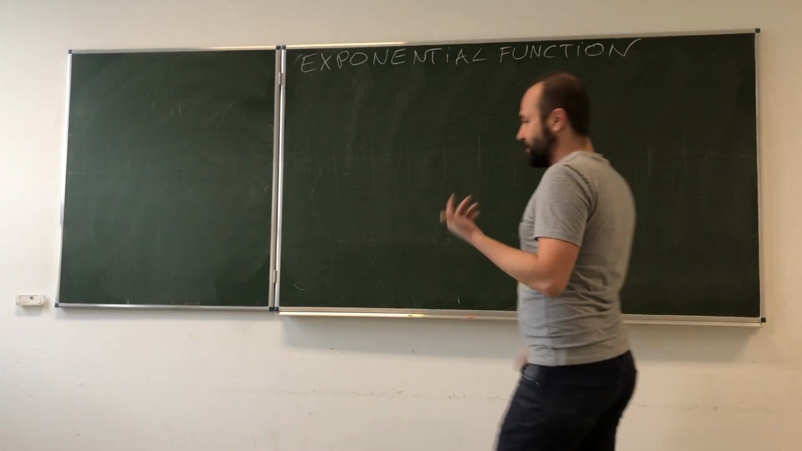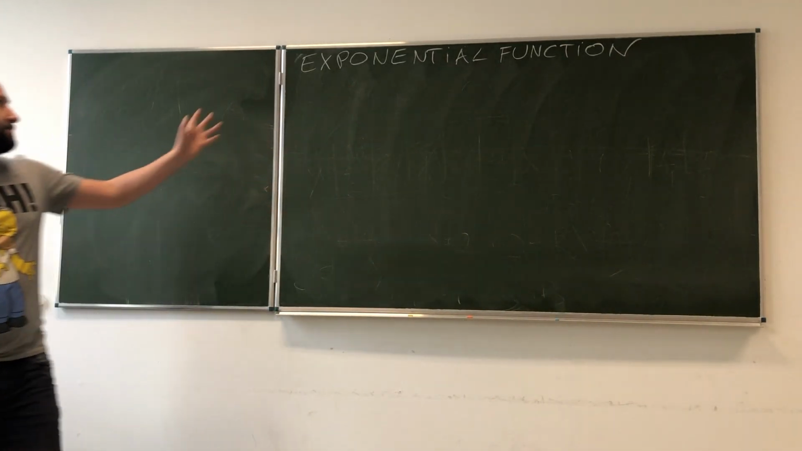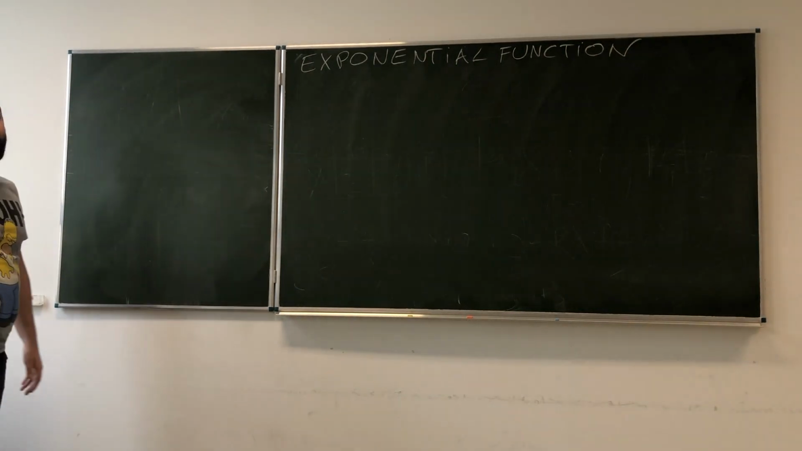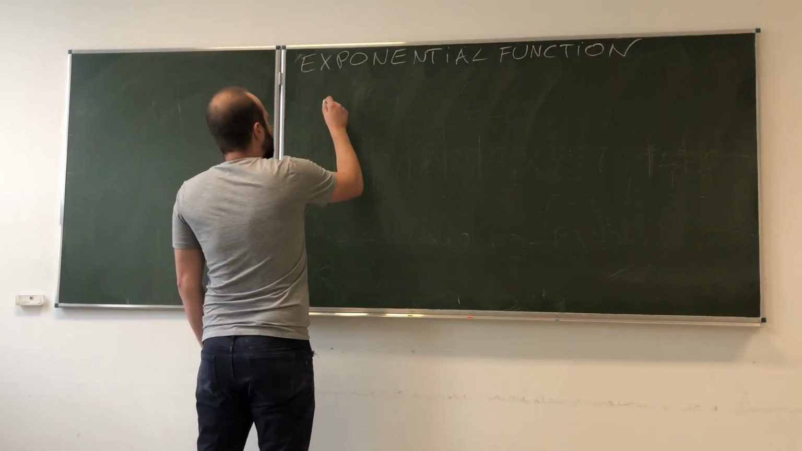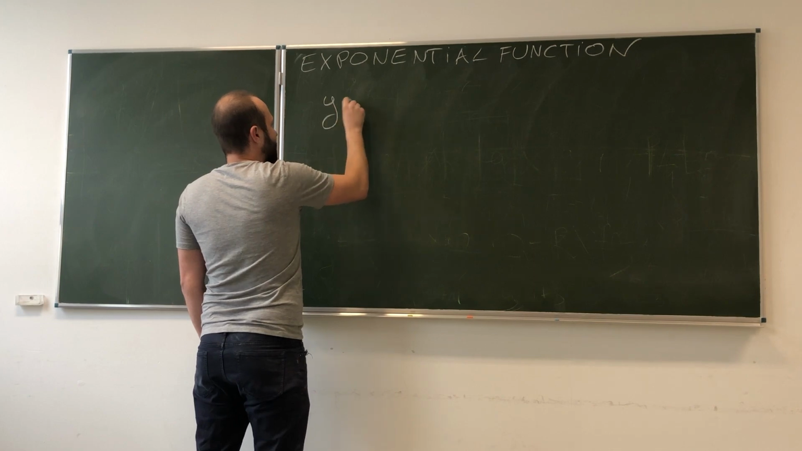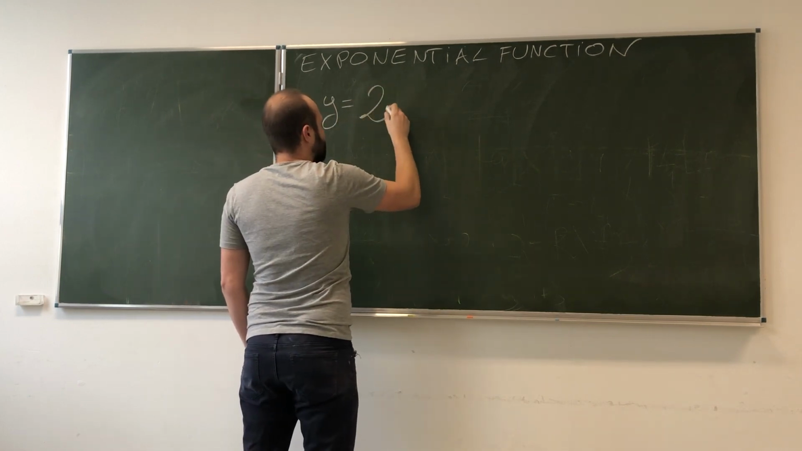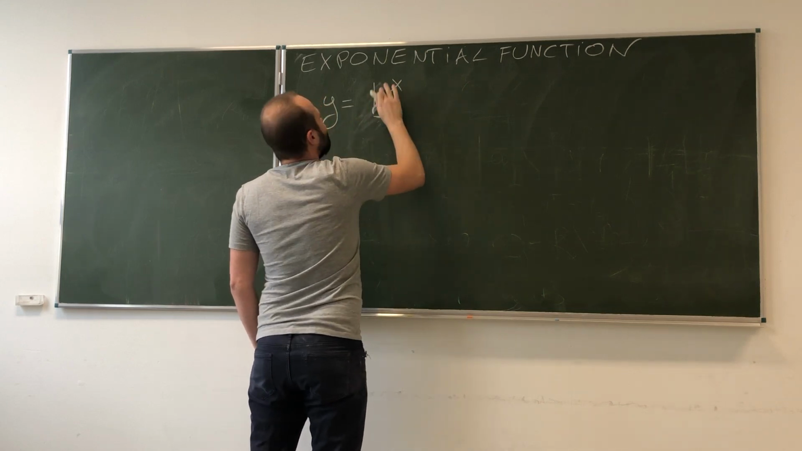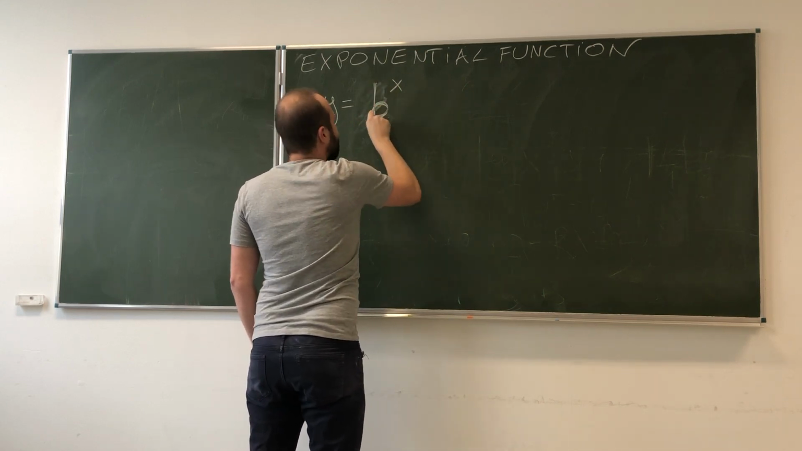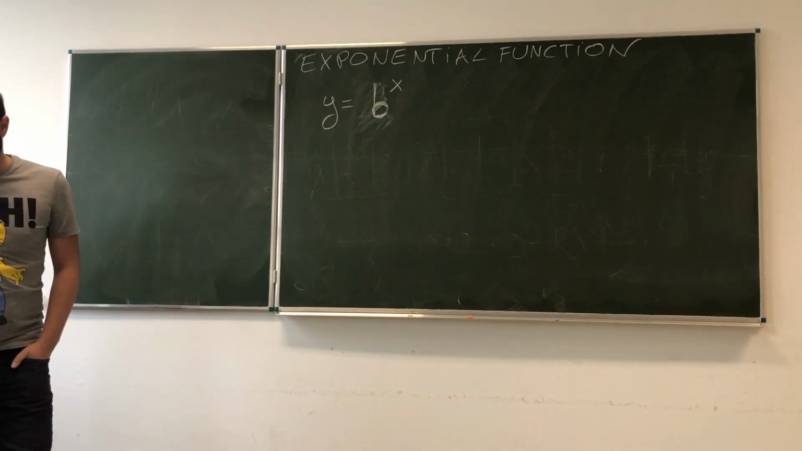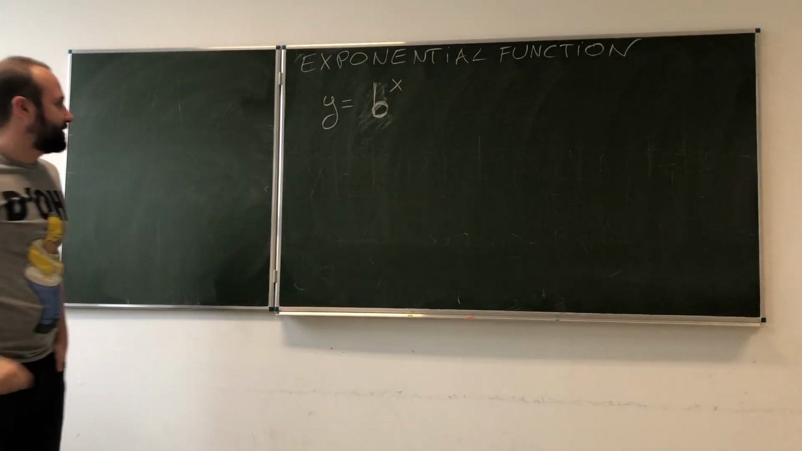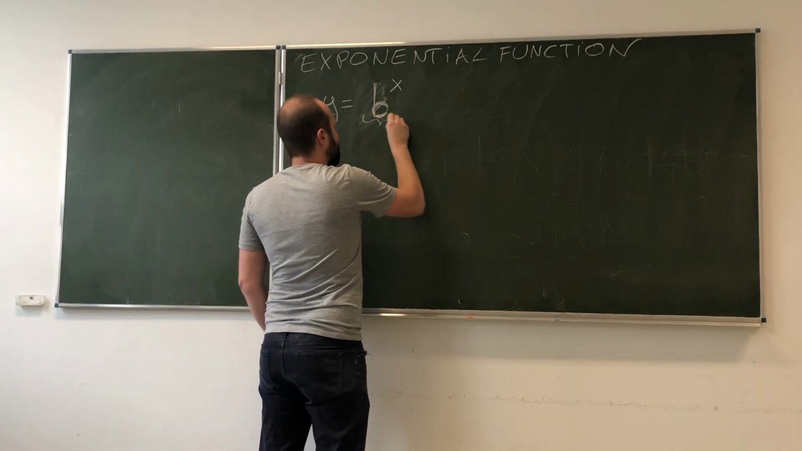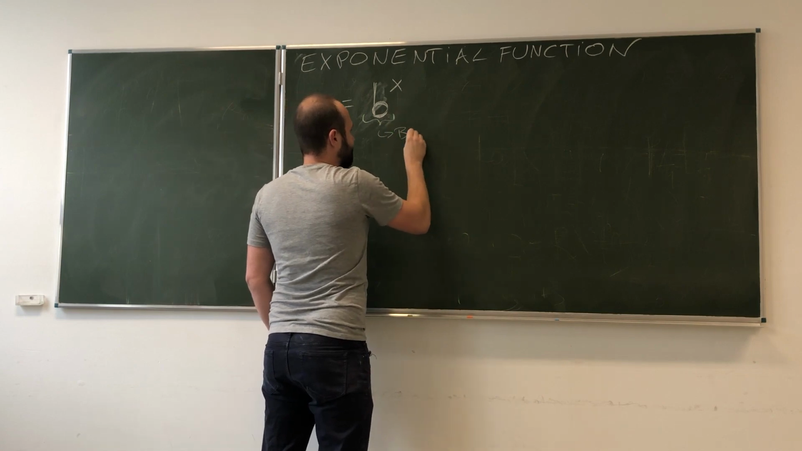The next function we're going to cover is the exponential function. In general, this function has the form y equals b to the power of x, where b will be 2 in our example. And as we already mentioned, b is what we call the base.